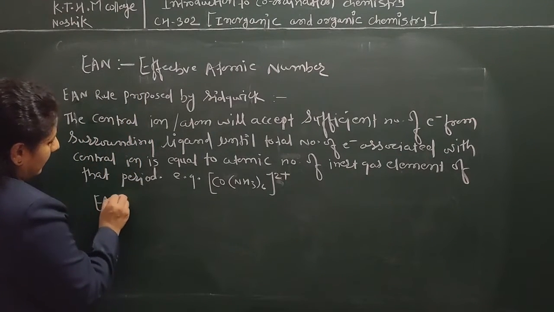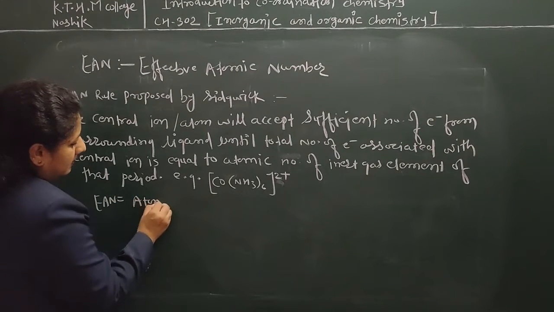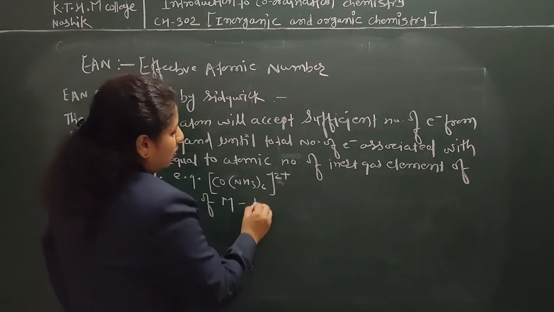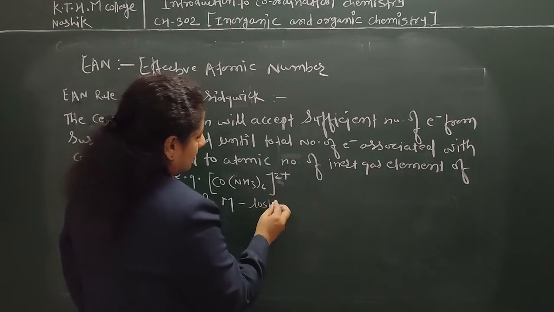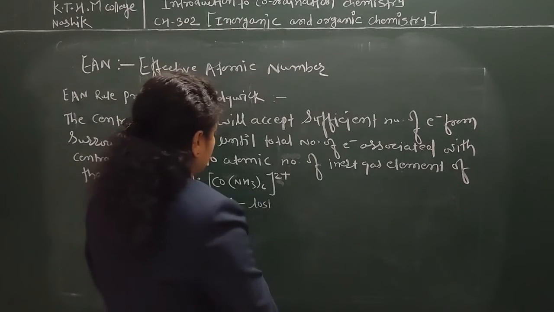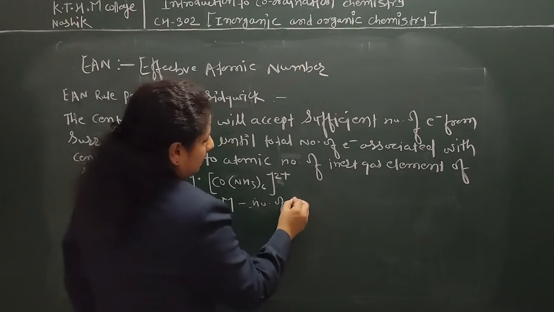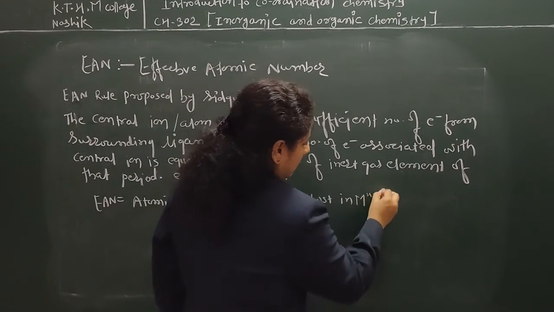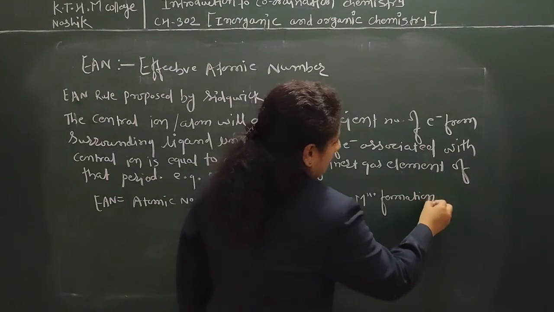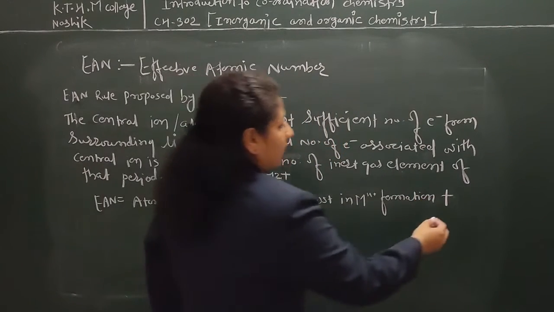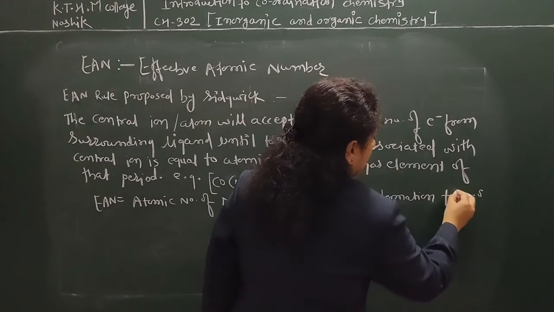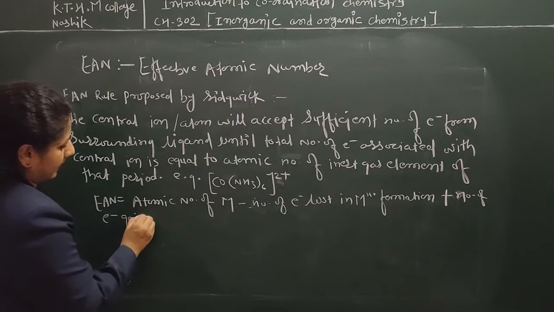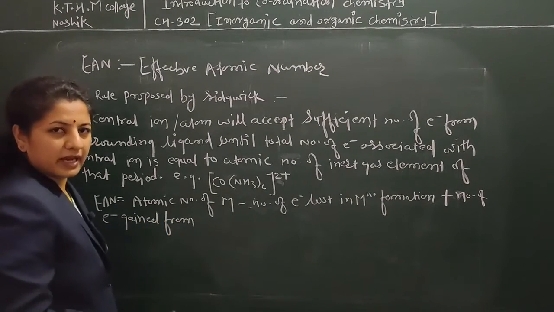The EAN is equal to the atomic number of the metal, that is M, minus the number of electrons lost in M^n+ formation, plus the number of electrons gained from the ligand, that is, nL.